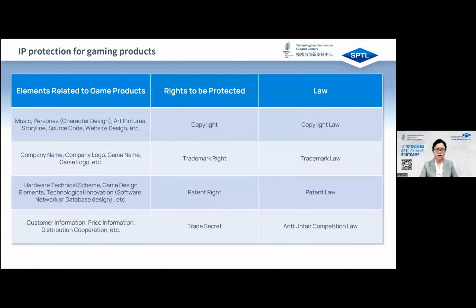Generally speaking, copyright law protects the outside of games, and patent law protects the inside of the games. Trademark law protects the name of games, and anti-unfair competition law protects the commercial secrets of the games. Among these laws, currently in China, the use of copyright to protect IP of game products is the most common case, and it is also the main cause of action in China's current cases involving game products infringements.